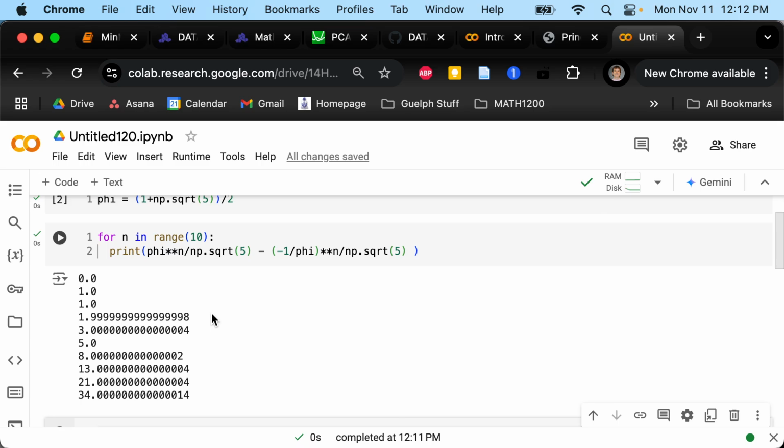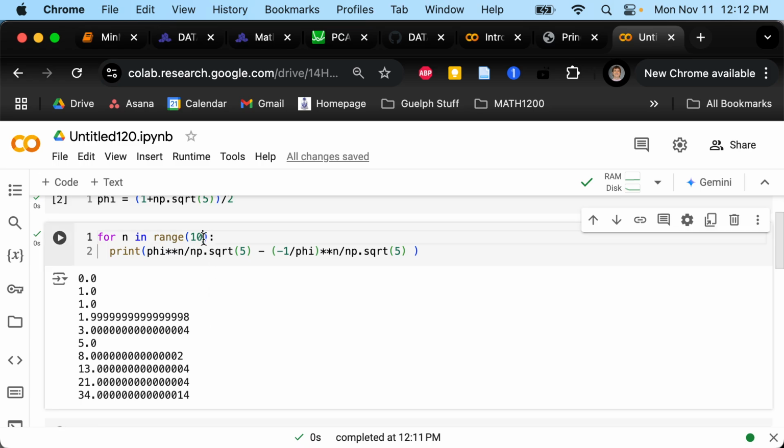1.99999999998. Is that 2? I don't know. Is it 2? 3.00004, then 5, then 8, then 13, then 21. These are the Fibonacci numbers, but I calculated them just by doing it, right? I didn't have to do anything. You could skip straight ahead to like 100 or something.